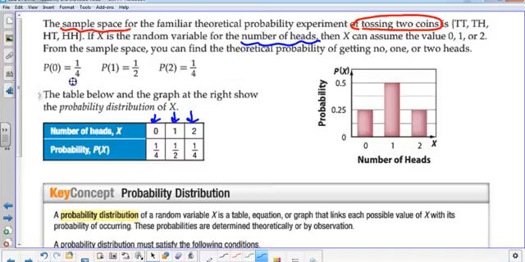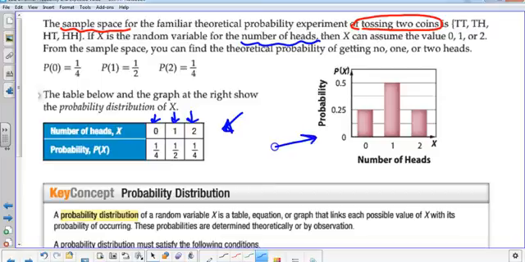The probability that we get 0 heads: out of those 4 things in the sample space, how many of them had 0 heads? 1. Tails, tails, right? So 1 out of 4. How many of them had 1 head? Heads, tails; tails, heads. So 2 out of 4, or half. How many of them had 2 heads? 1 out of the 4. Okay? This is called a probability distribution. This is the probability you get each of those answers.